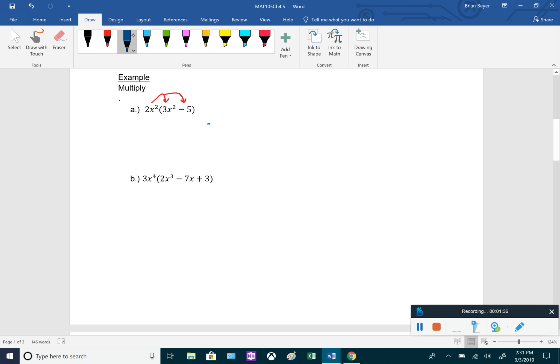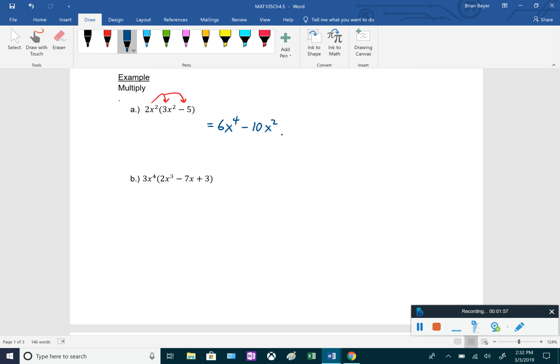terms. 2x squared times 3x squared, 2 times 3 is 6. X squared times x squared, we add the exponents and make it x to the 4th. And then minus 2x squared times 5, 2 times 5 is 10, so minus 10x squared.